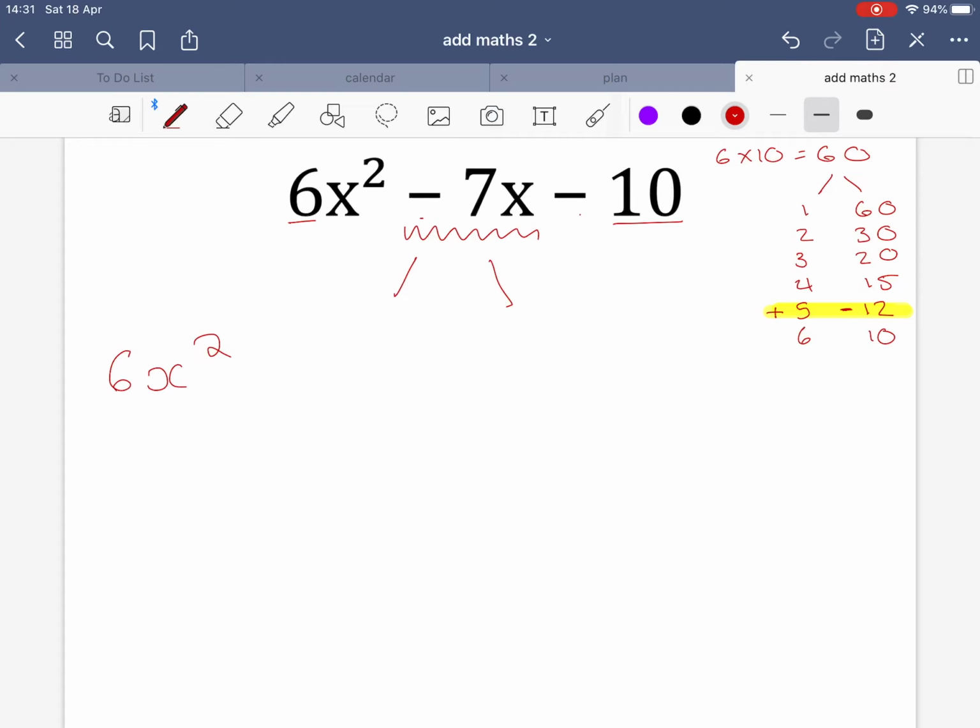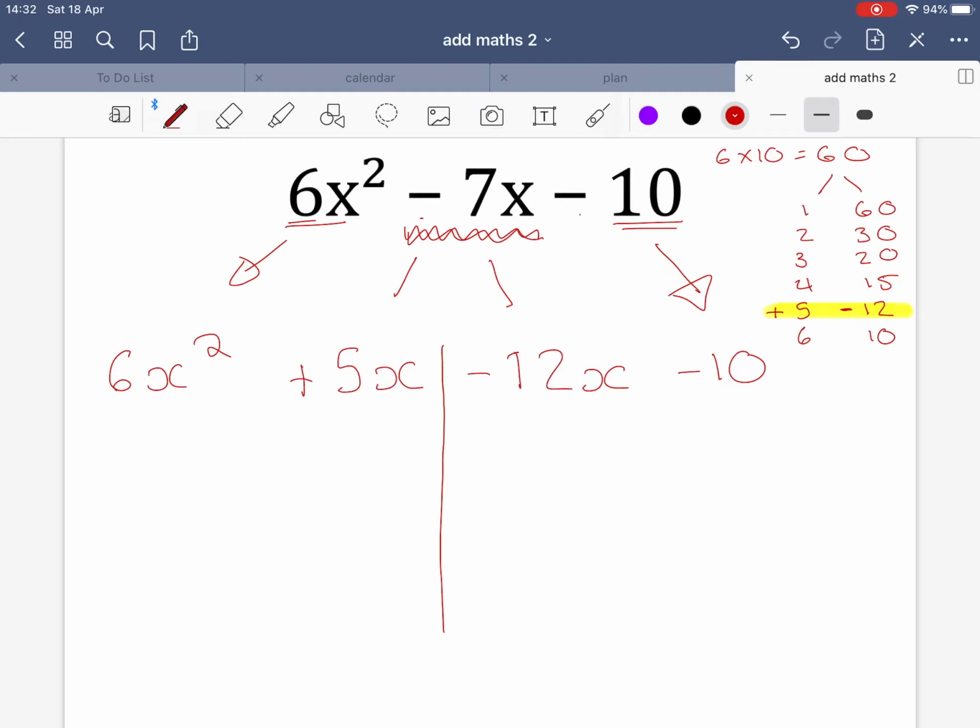So 6x squared, so instead of minus 7x, I'm going to have positive 5x, and minus 12x, and my minus 10 stays the same. So these stay the same, I've just brought them down. Then I've split this minus 7 into positive 5 and minus 12. So I split it down the middle, and I factorise one half, and I factorise the other.